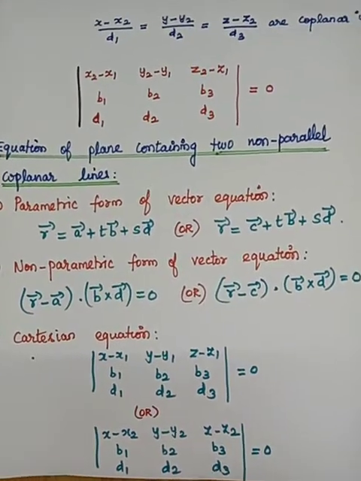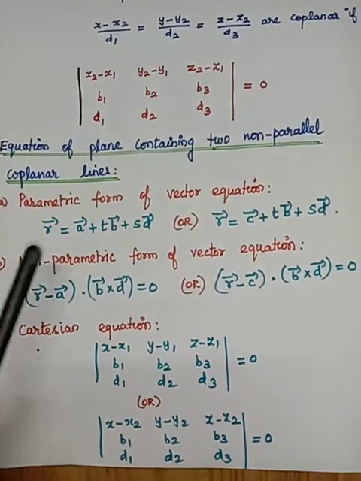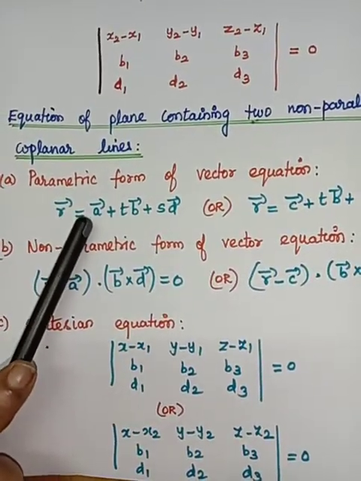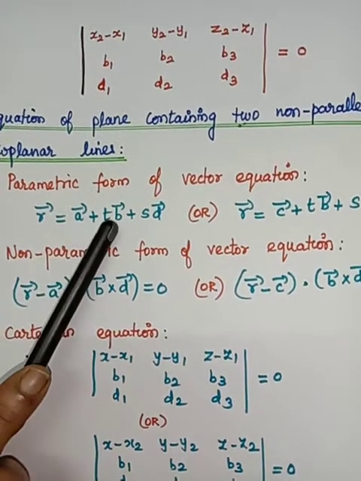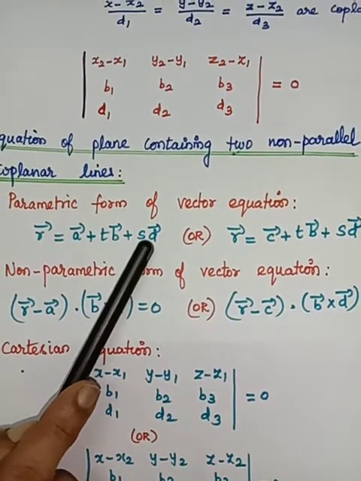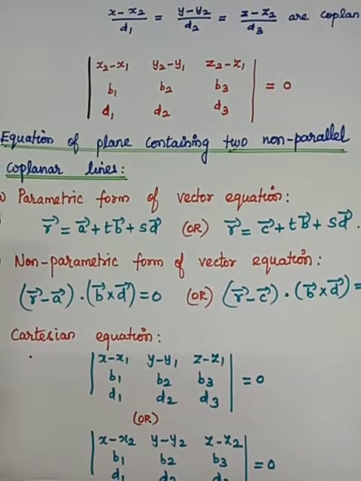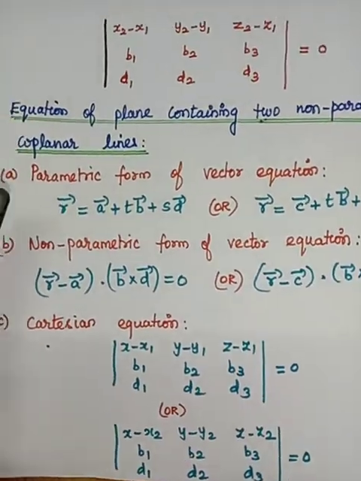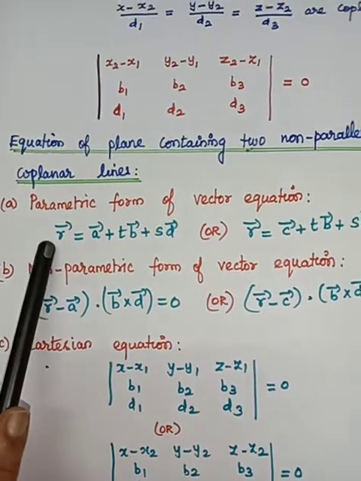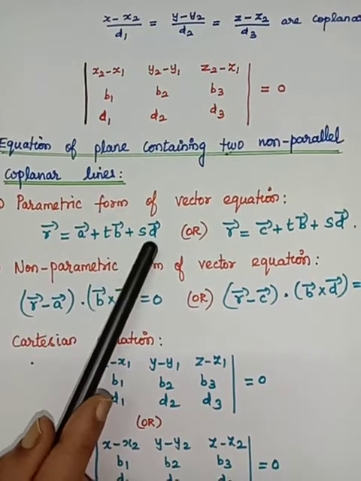So here we are going to take one passing point and two parallel vectors. If I take the passing point from the first line, it is denoted as A vector, and B vector is the parallel vector of the first line and D vector is the parallel vector of the second line. So if we take the passing point from the first line and one parallel vector from each line, the parametric form of the vector equation is R vector is equal to A vector plus T B vector plus S D vector.